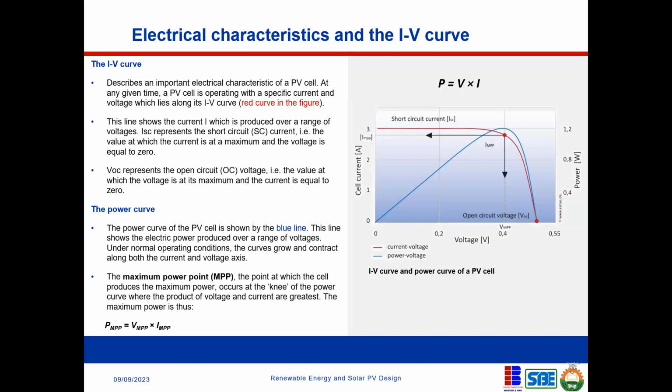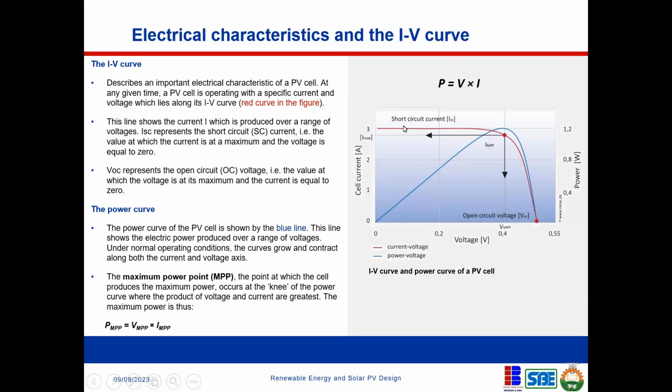Some of us will be hearing about an MPPT charge controller. What do you think MPPT is? Maximum power point tracker. That's what MPPT means. It finds a place on this power line to maximize your current and your voltage to give you the maximum power. And that's what MPPT is.